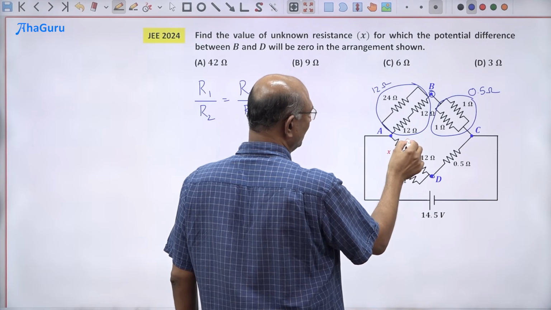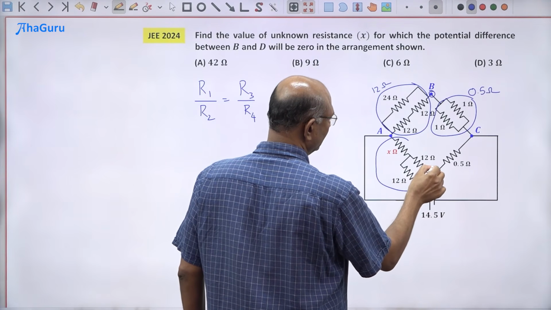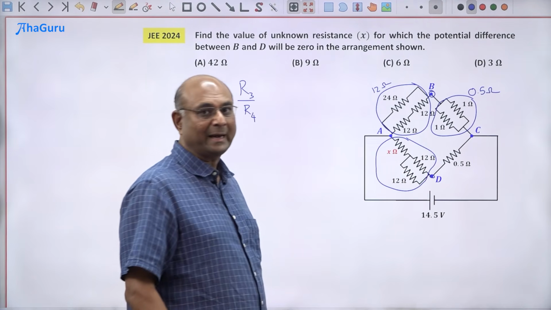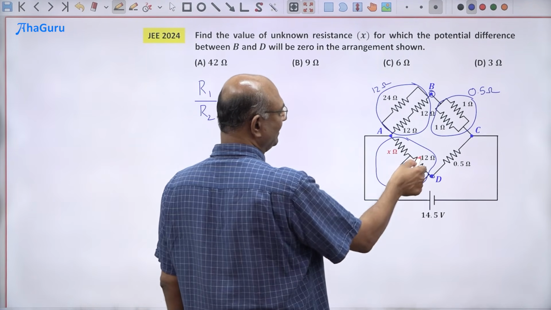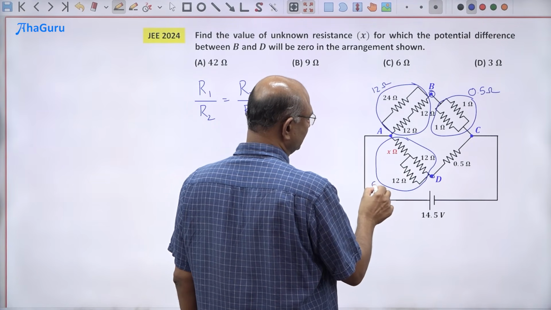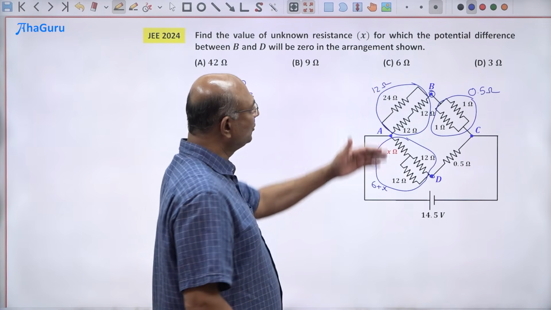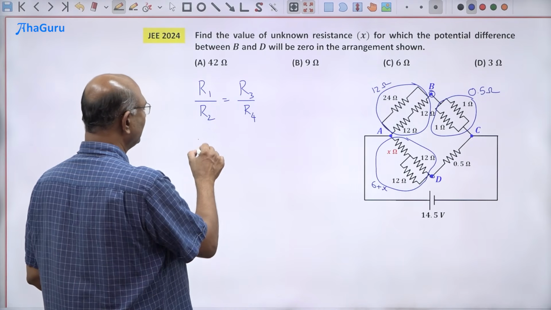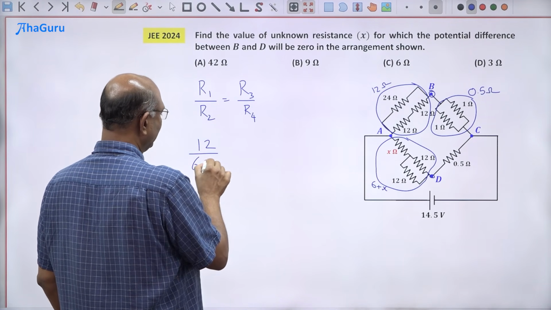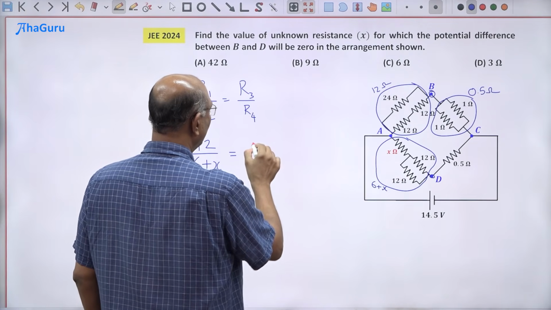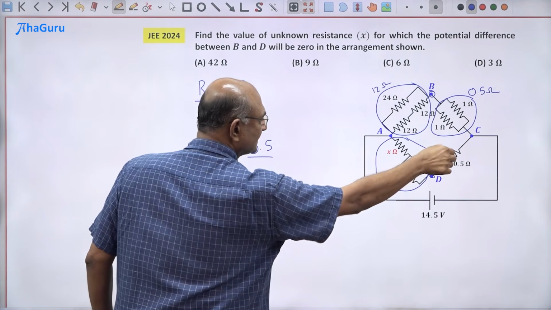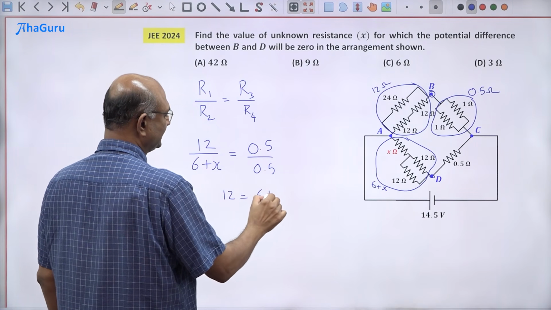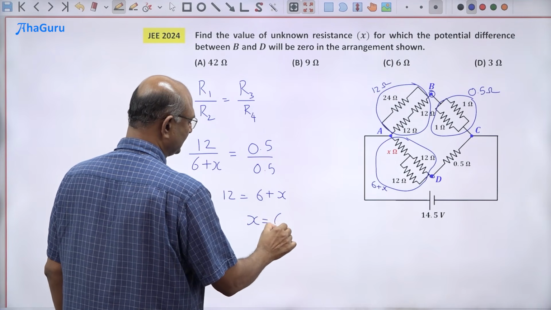And then if I want to look at this entire combination, X is in series with this combination. Now what is this? 12 and 12 in parallel will be 6 ohms, 6 plus X. So this will be 6 plus X. And so this resistance by this resistance must be equal to this resistance by this resistance. So 12 divided by 6 plus X must be equal to 0.5 divided by this resistance, which is of course 1. So 12 is equal to 6 plus X, and so X must be equal to 6 ohms.